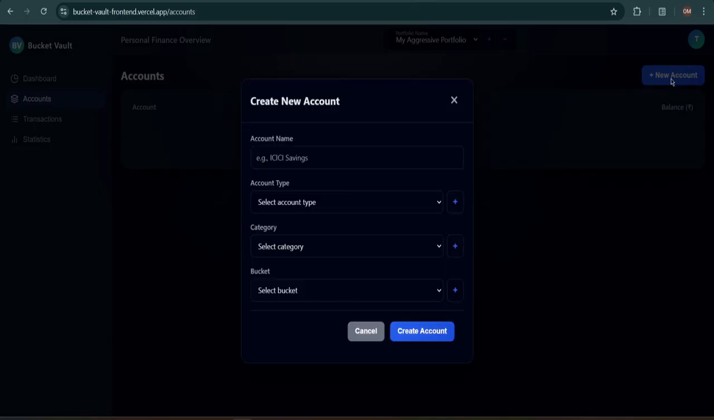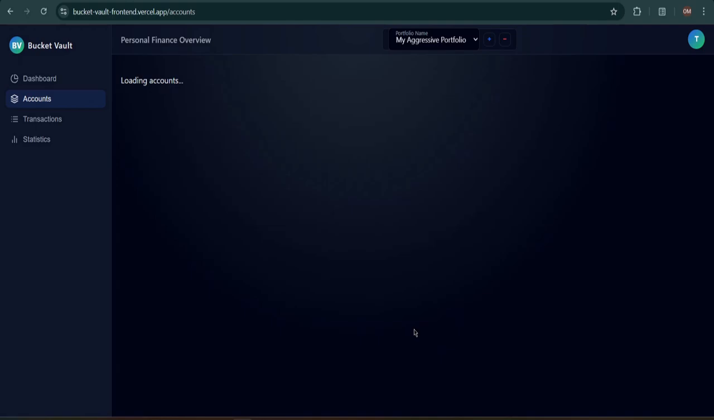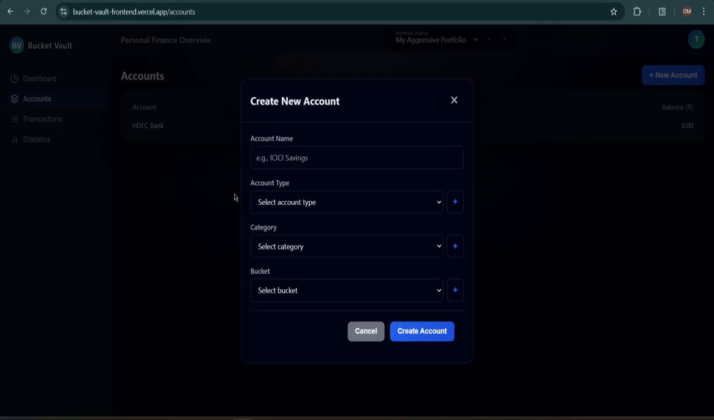So here we can add new accounts. Let me select HDFC Bank. This would be a savings bank account. The account category is savings and the bucket is the safety bucket. The money in our bank stays in the safety bucket. Let me create a new account.